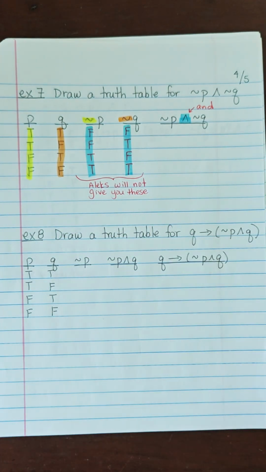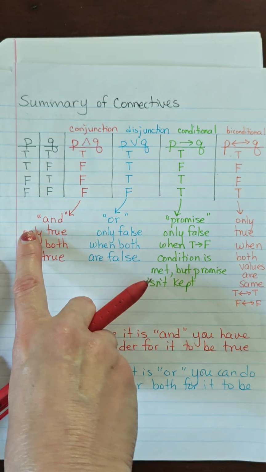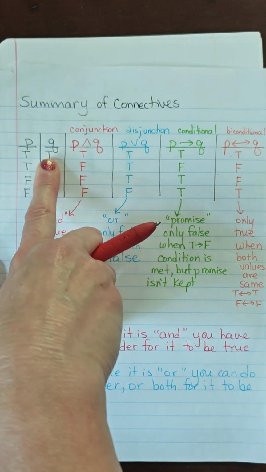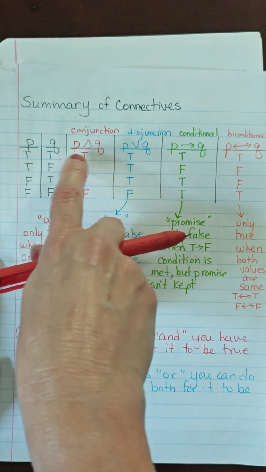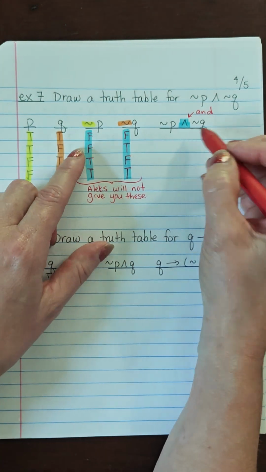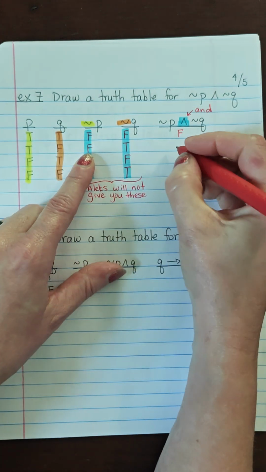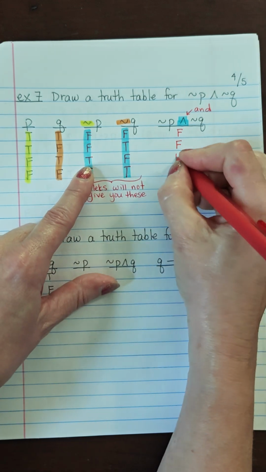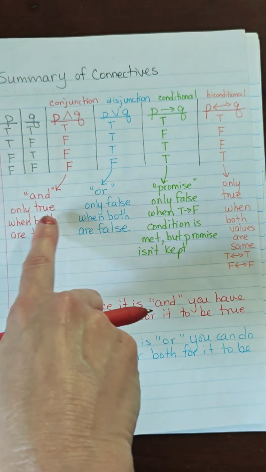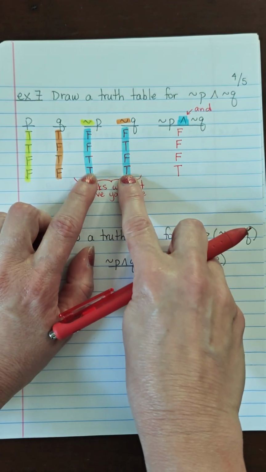All right, the and. Let's bring in that summary sheet. The and statement, remember, and is a both. It is only true when both are true. It is only true when you do both things that I ask you to do. Remember back in that example. It's only true when both things are true. Okay, so here's my and. Are both of these true? No. Are both of these true? No. Are both of these true? No. Are both of these true? Yes. It is only true when both are true. Only true when both of these are true.